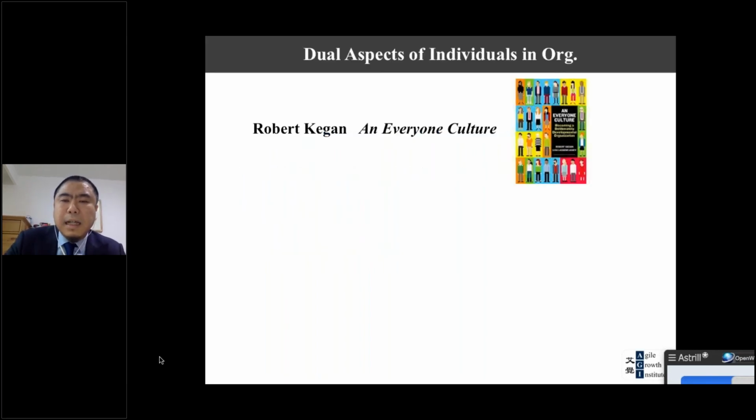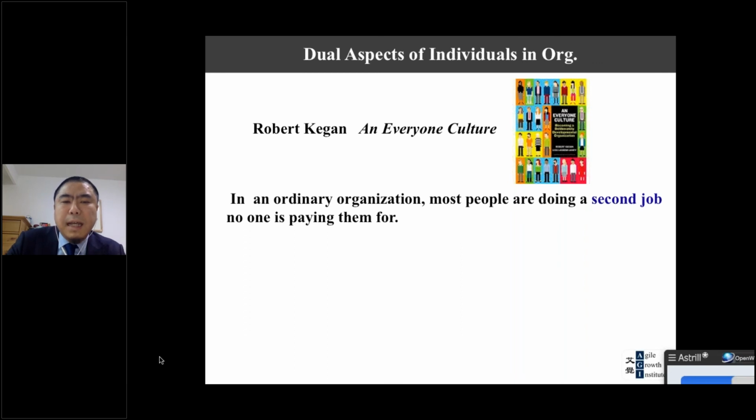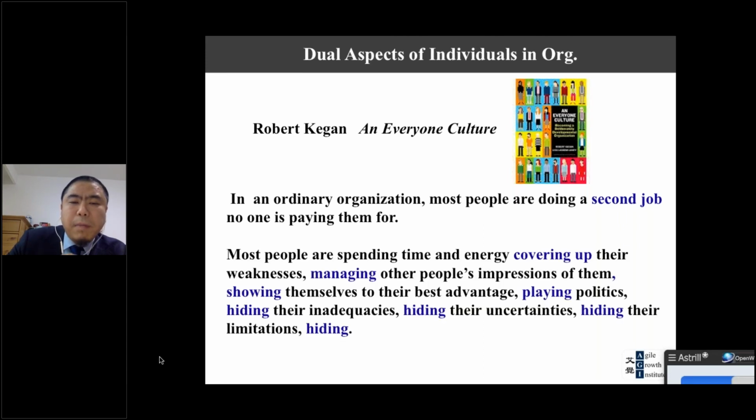Professor Robert Kegan, in his book An Everyone Culture, which some of you may have read, describes that in an ordinary organization, most people are doing a second job no one is paying them for. Most people are spending time and energy covering up their weakness, managing other people's impression of them, showing themselves to their best advantage, playing politics, hiding their inadequacies, hiding their uncertainties, hiding their limitations, hiding.